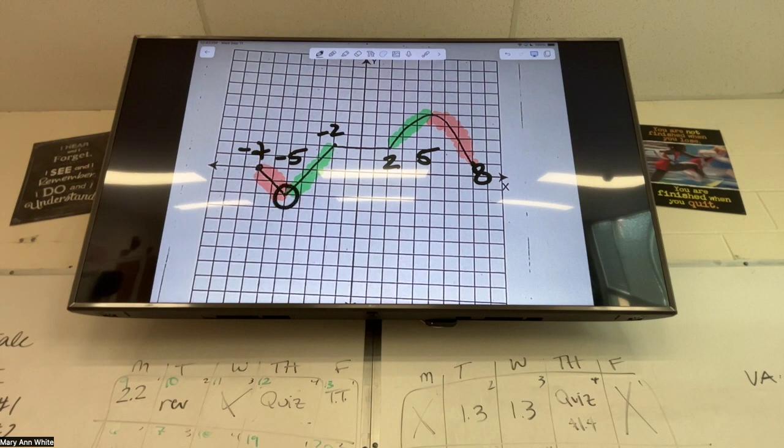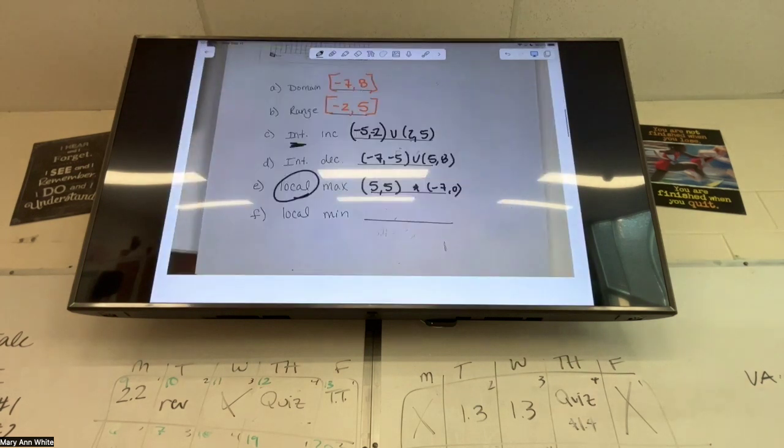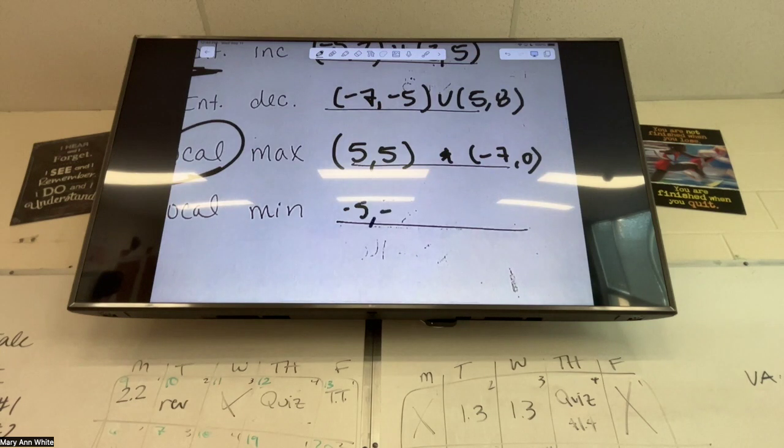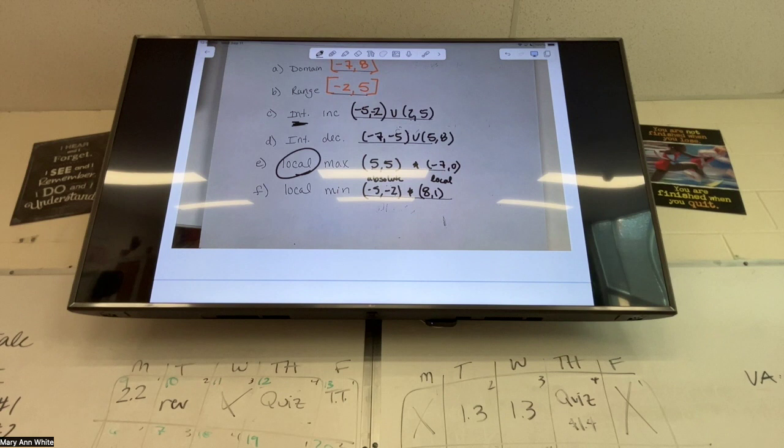And then do you see another point that's lower than the points around it? 8, 1. Good. That one counts as well. And if you want to, you can think of these two as our absolutes, and then these two are just our locals. They're just of the ones around it, not necessarily the entire graph. All right, let's go ahead and flip our paper over. Let's do some domains, shall we?